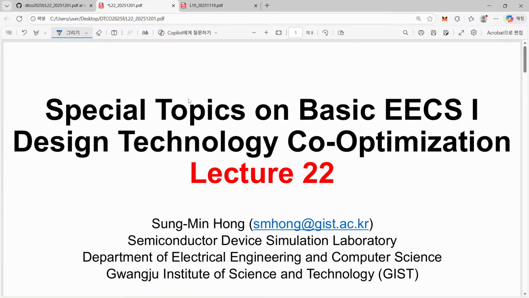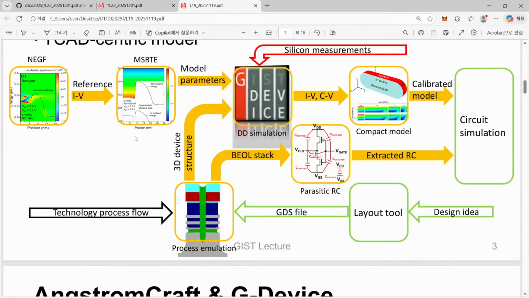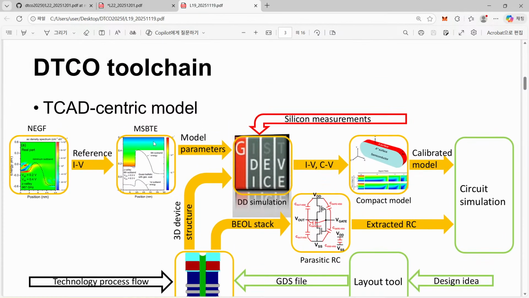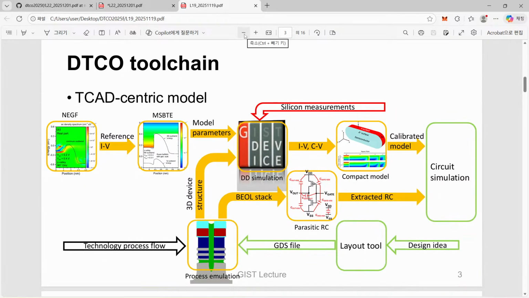Okay, this is lecture 22. So first of all, let's come back to our previous lecture material, lecture 19. In this slide, now you can see the general landscape of DTCO, Design Technology Co-Optimization, especially from the viewpoint of TCAD.